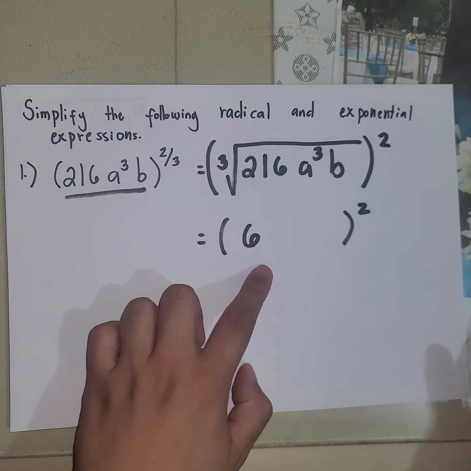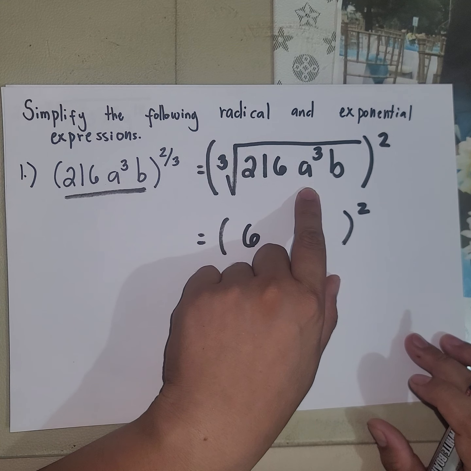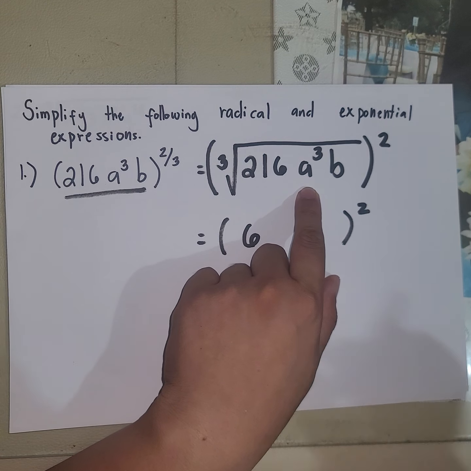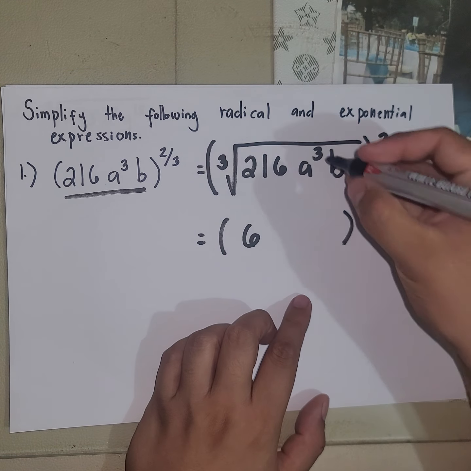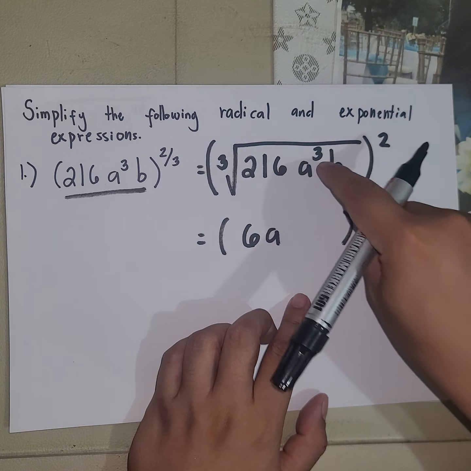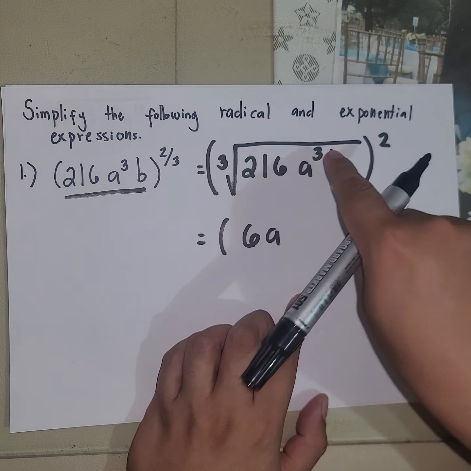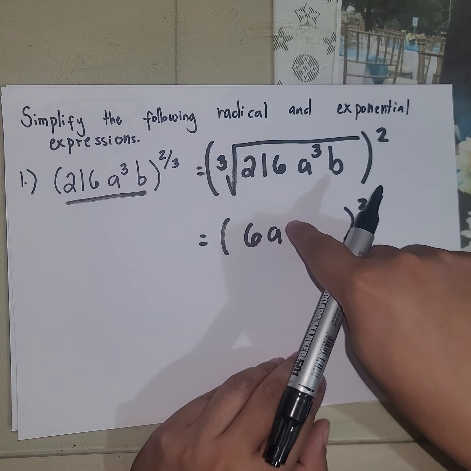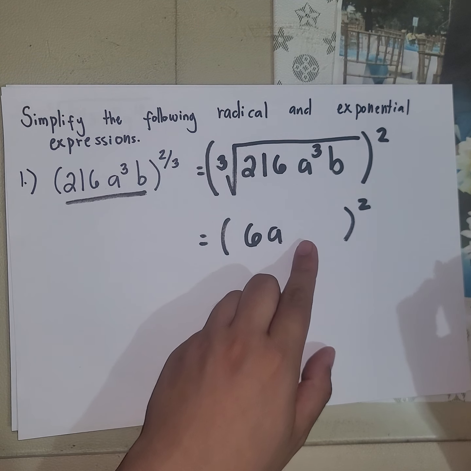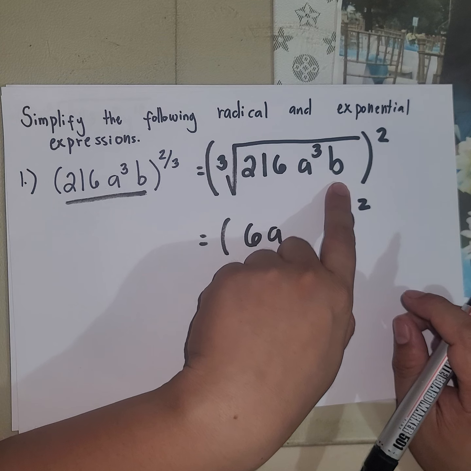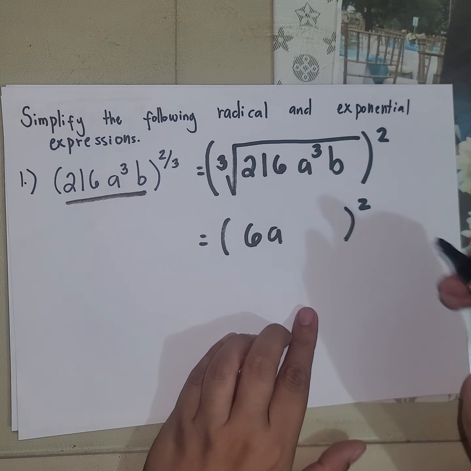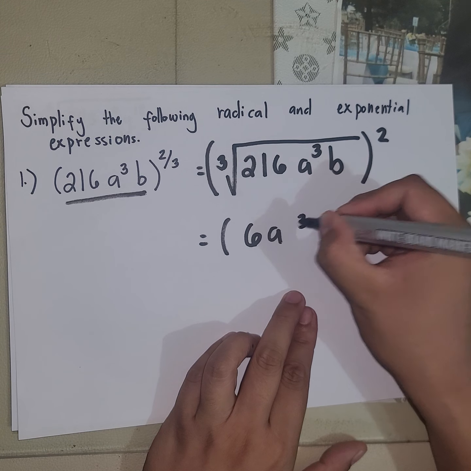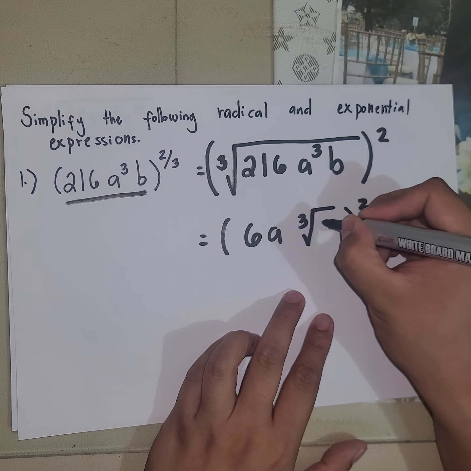And then, the cube root of a raised to 3 ay a na lang. Kasi the exponent 3 divided by the index number, that is 1. So, a raised to 1 yan. So, next, how about b? Si b, ang matitira doon sa loob, cube root of b.